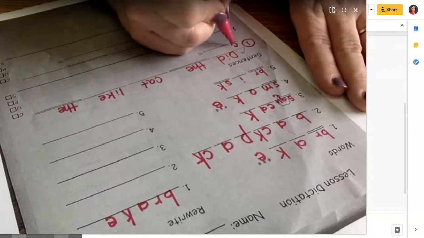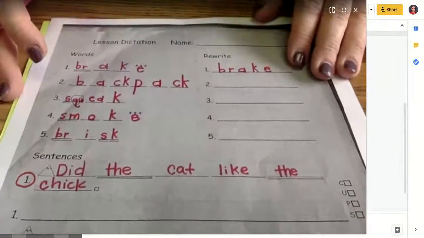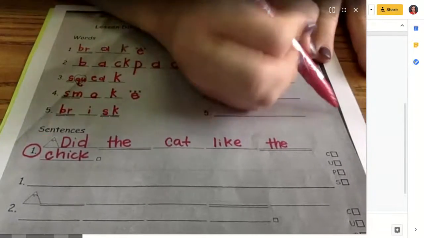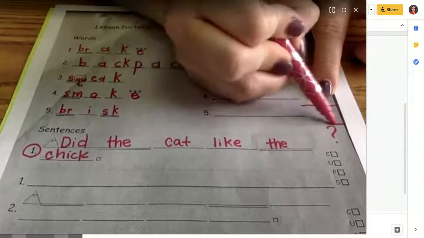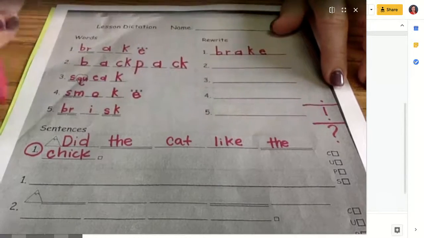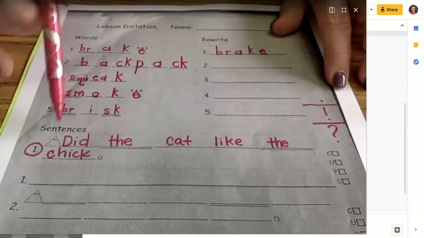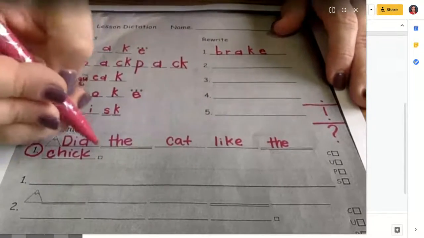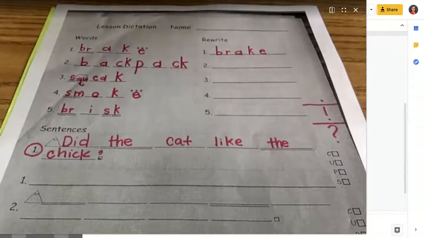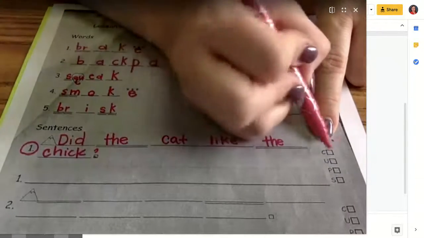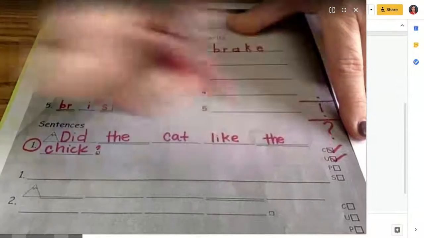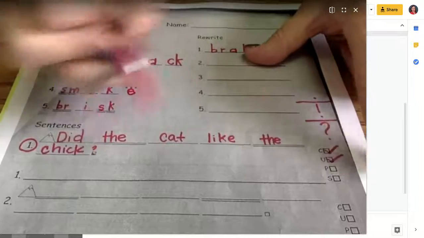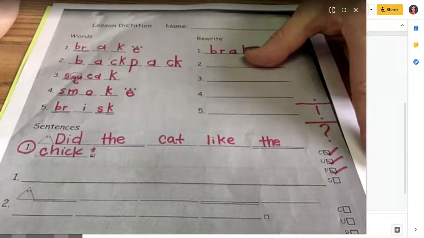the chick? Now, another skill we're working on this week is which ending mark do you use? So we've got 3 ending marks. We've got a period, an exclamation point, and a question mark. This is asking a question. Did the cat like the chick? So I would need the question mark. All right, do I have a capital letter at the beginning? Does this make sense? Did the cat like the chick? Yes. Do I have punctuation? Yes. And did I spell everything correctly? Yes.